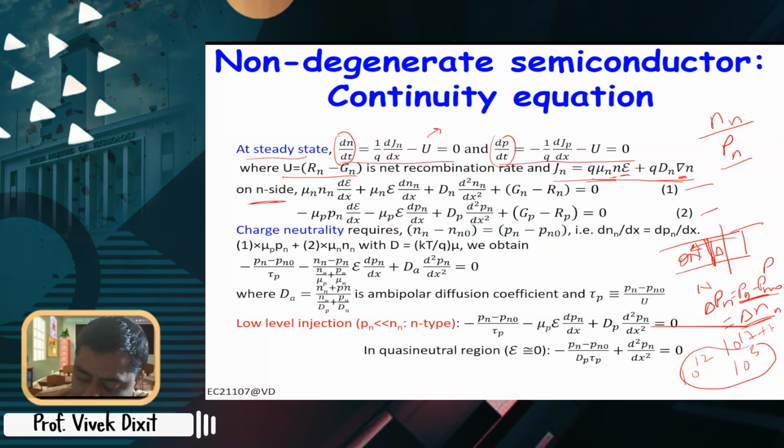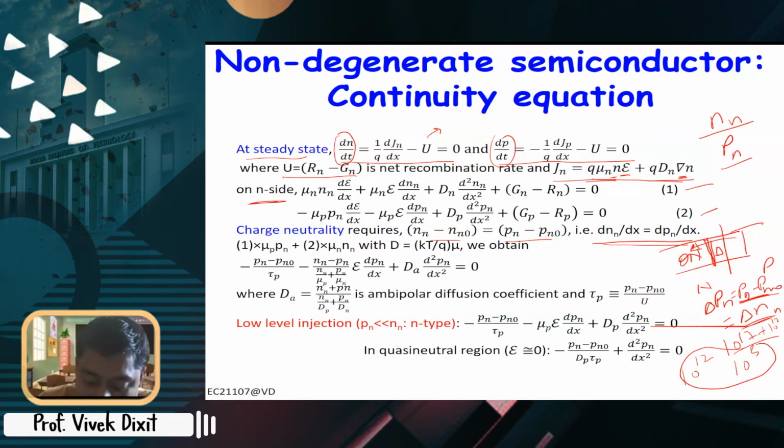Now you add 10 raised to 12 to 10 raised to 17. Is there any difference? Hardly any difference, right? It's still 10 raised to 17. So that's what we are discussing. To maintain the charge neutrality, delta n and delta p are equal, therefore their gradients, dnn by dx and dpn by dx, are also equal.